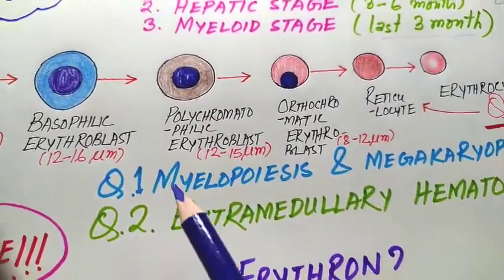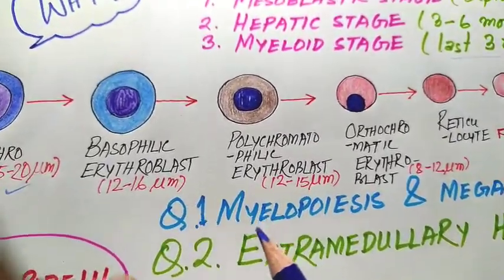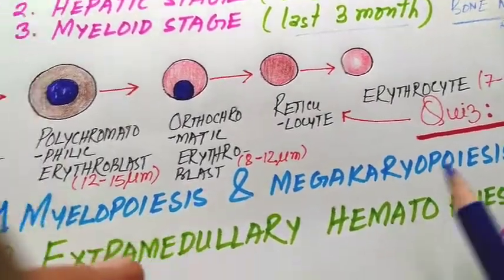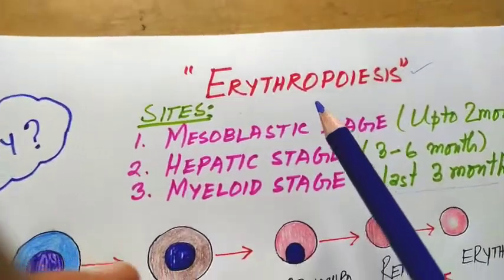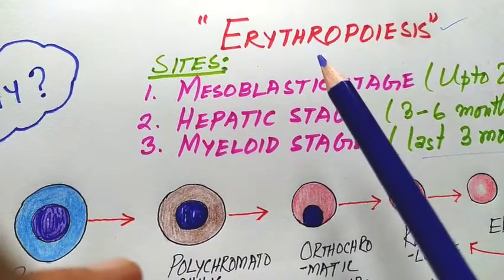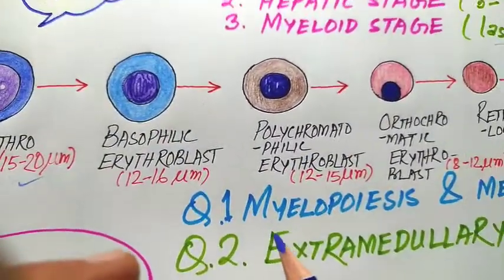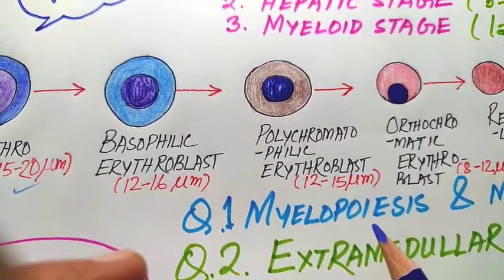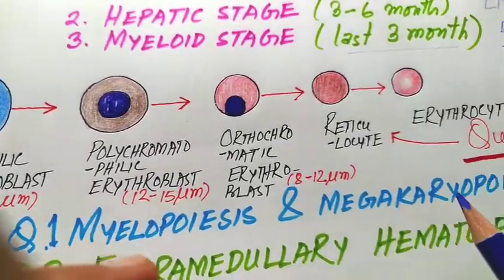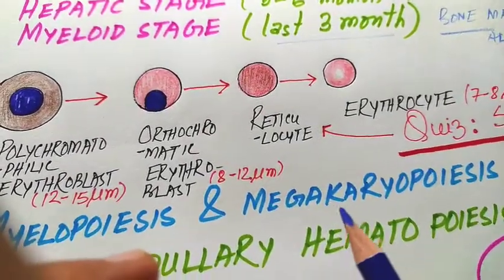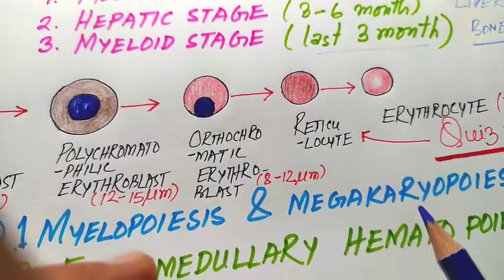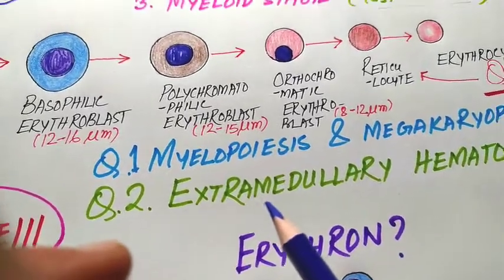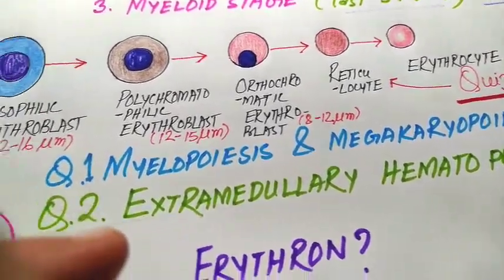Now one thing we have to know is what myelopoiesis and megakaryopoiesis are. In case of erythropoiesis, there is formation or maturation of the RBCs, but in case of myelopoiesis, there is the process of maturation of WBCs or white blood corpuscles, and megakaryopoiesis means there is formation or maturation of the platelets.